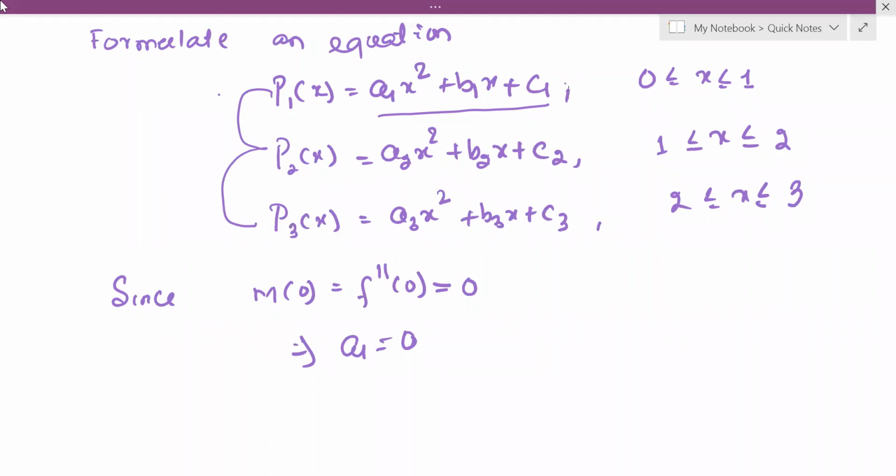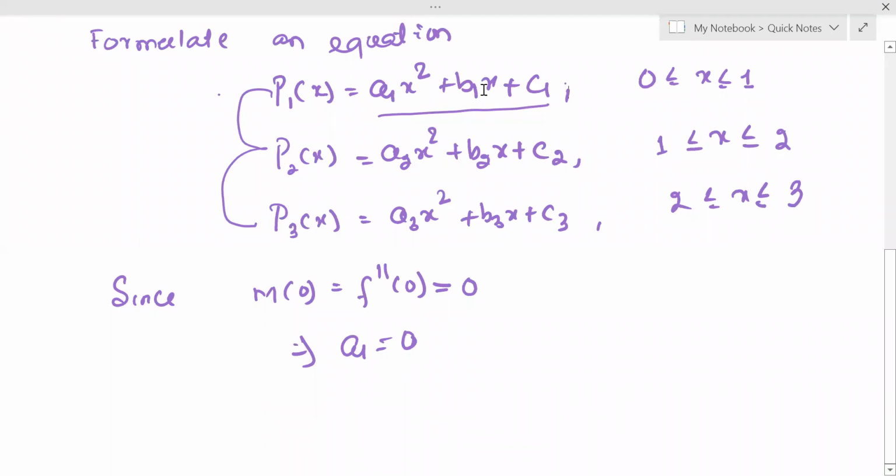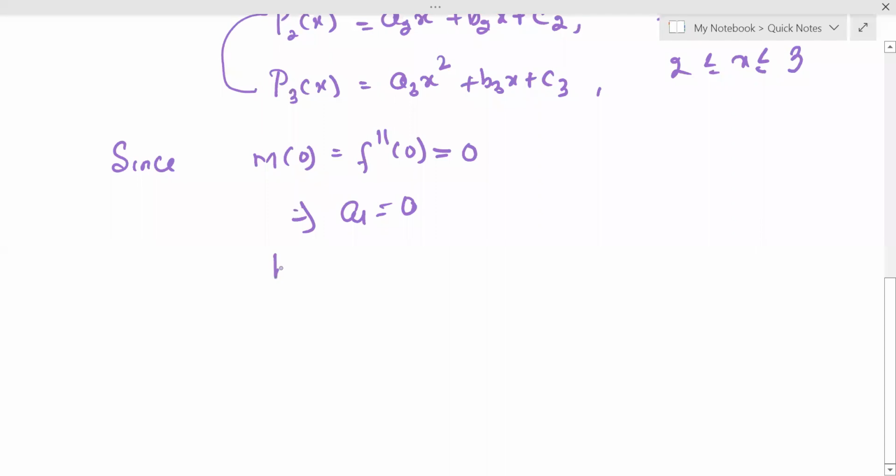Now like the previous example, B1 x0 plus C1 is equal to F0. That is from the equation for solution. And B1 x1 plus C1 is equal to F1. You can see these two equations.